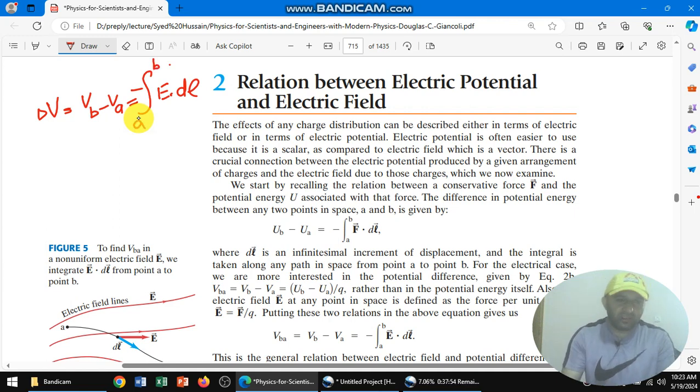Now we prove this relation, that potential difference is equal to the negative integral of E dot dl. It means if we have the value of electric field intensity E, we can find the potential difference ΔV by this formula. In order to prove this relationship, we start from the conservative force. The conservative force is the force that is independent of the path followed, meaning that the force does not depend on the path followed.